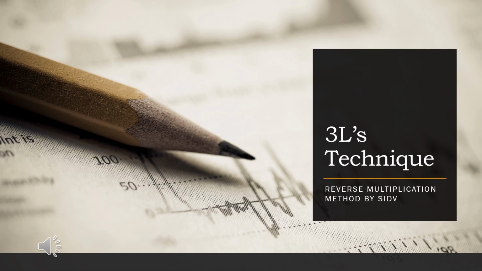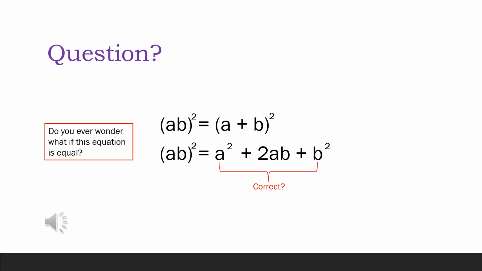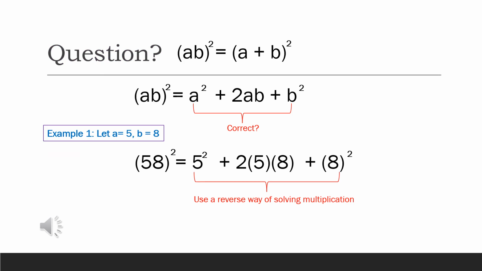Hi, this is the 3Ls technique, reverse multiplication method. Do you ever wonder if this equation is equal? (AB) squared is equal to A squared plus 2AB plus B squared, correct? Set an integer example. Example 1: let A equal 5 and B equal 8.